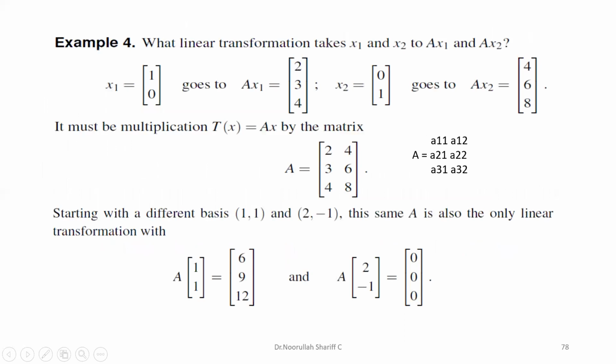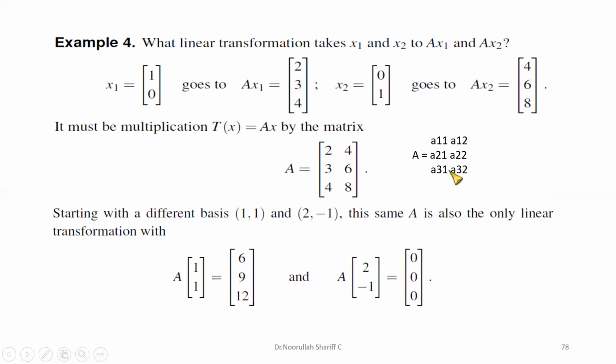Now, taking an example, what is the linear transformation when we say what is the value of A that takes x1 and x2 to Ax1 and Ax2? For the example given here, x1 is equal to 1, 0 and Ax1 is equal to 2, 3, 4. If x1 goes to this Ax1, and if this x2 goes to this Ax2, then what is the value of A is what we need to find out.